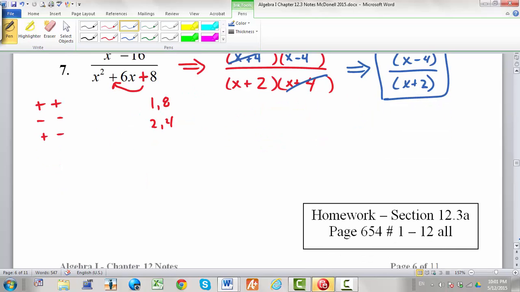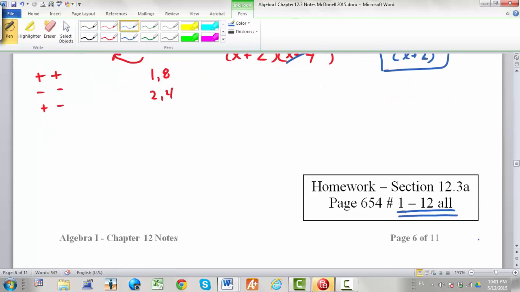Now, I want to practice these 12 problems just for a little bit, and then we're going to come back together and look at some other ways to factor and simplify fractions. So let's start right now on 12.3a on page 654, 1 through 12.